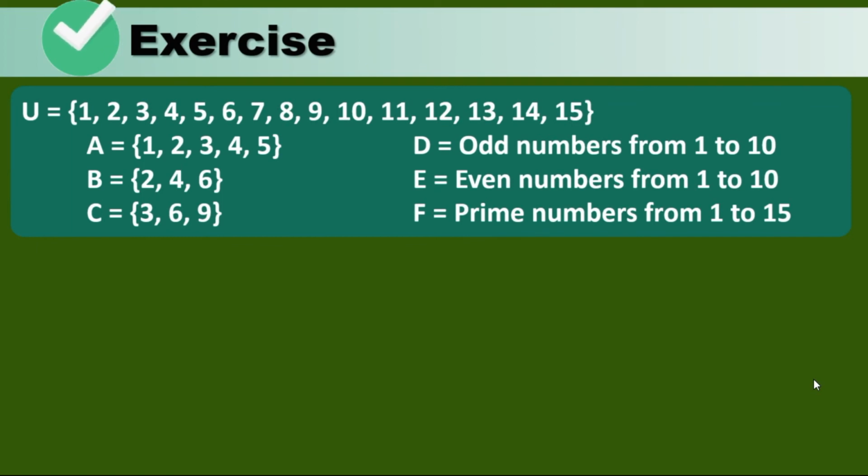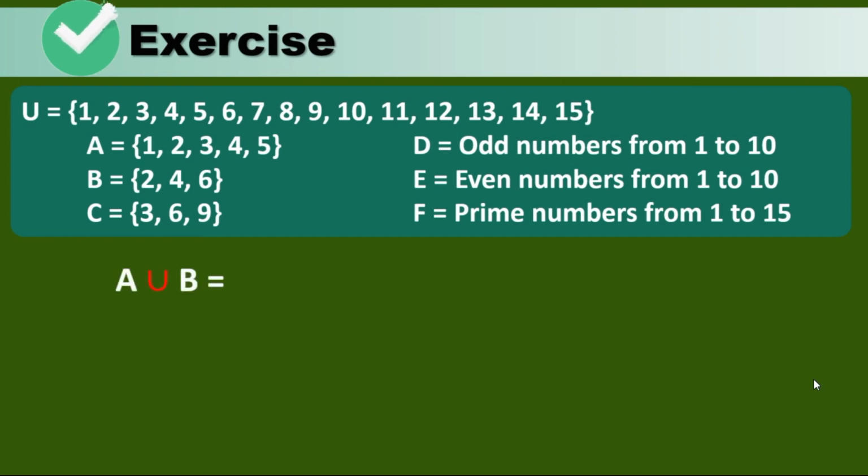Let's have our universal set that contains the elements 1, 2, 3, 4, 5, 6, 7 up to 15. And our A contains 1, 2, 3, 4, and 5. B contains 2, 4, and 6. C contains 3, 6, and 9. Set D is equal to the set of odd numbers from 1 to 10. E is equal to the set of even numbers from 1 to 10. And F is equal to prime numbers from 1 to 15.